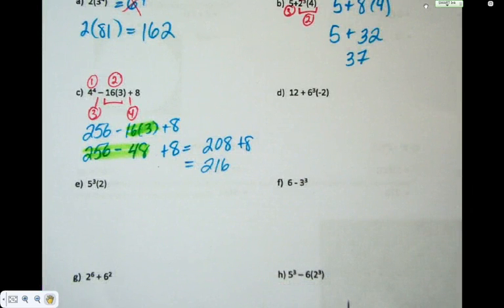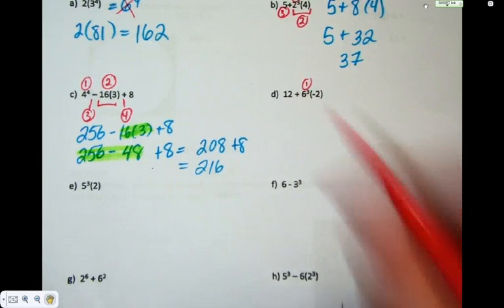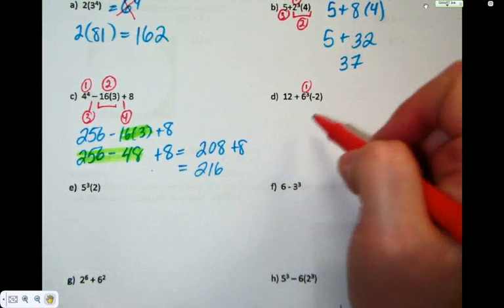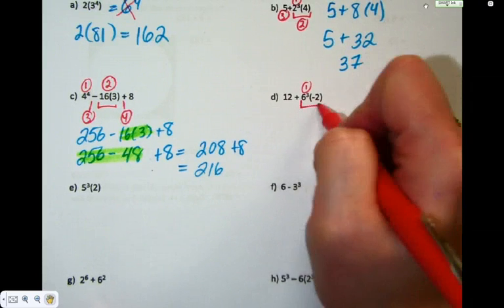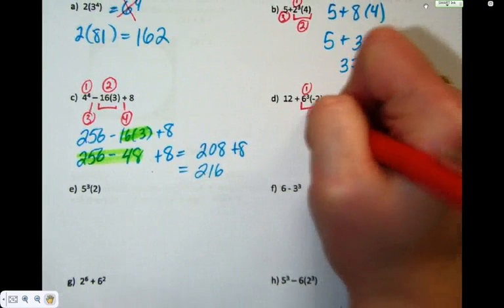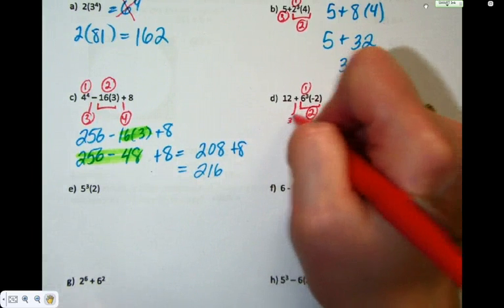D. Brackets first. Go inside the brackets. Is there anything I can simplify? So I'm done B. What's going to come next? Exponent's going to be the first thing. After the exponent, the multiplication. And remember, brackets are a secret way of doing multiplication. And the last thing is going to be the addition.